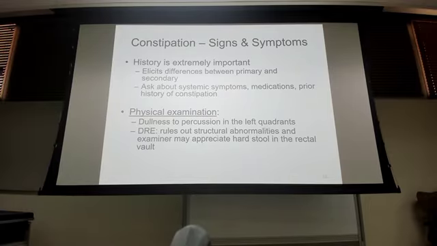Signs and symptoms. History is huge. Same questions we ask for dyspepsia mainly, but you want to try to rule in or out and differentiate: is this primary, i.e. happening in the GI system, or is this secondary, one of those systemic causes. Ask about the meds and ask about prior history of constipation, because we talk about new onset, older population being more worrisome.